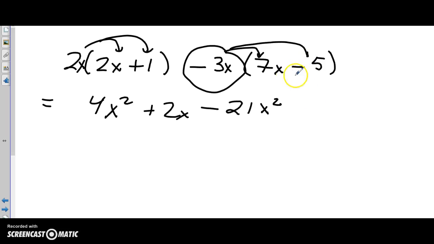Now I have to do this one. Minus 3x times minus 5. Minus times a minus is a plus. 3 times 5 is 15, and I still have my x. Now I look at this here, and do I have like terms that I can collect?